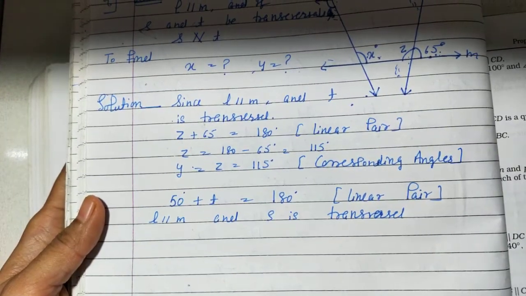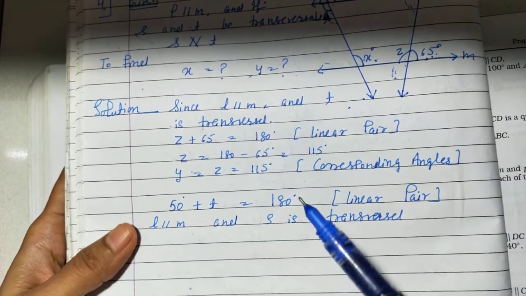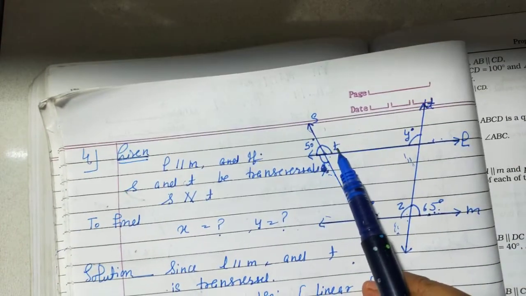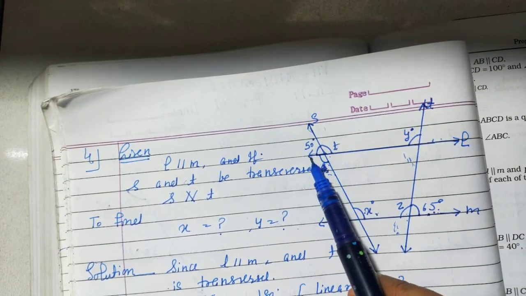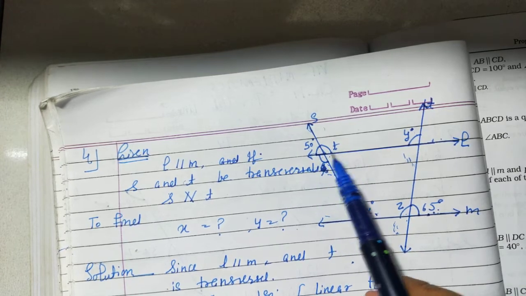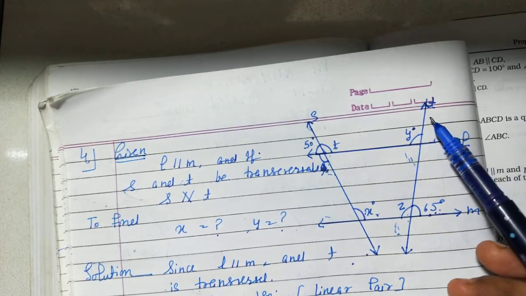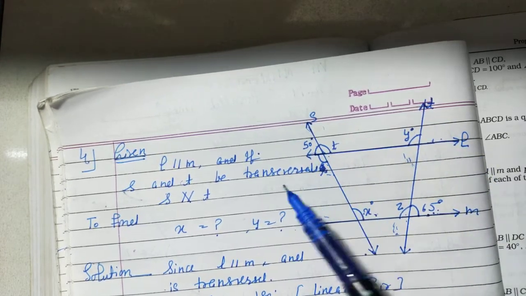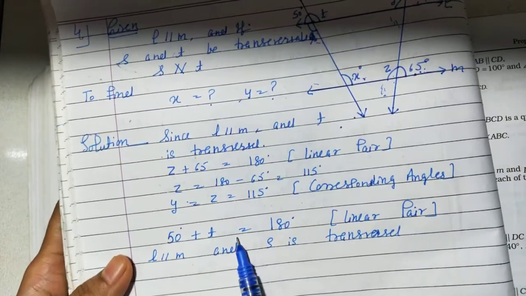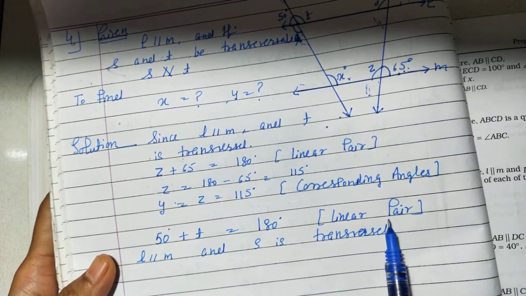Class, earlier I told you there are a variety of solutions. Similarly, if you want, you can also take this one as T, or this as T. This is also forming a linear pair. L is a line, so 50 plus T is 180. You can do it like this or like this, whatever you want. 50 plus T is equal to 180, linear pair.